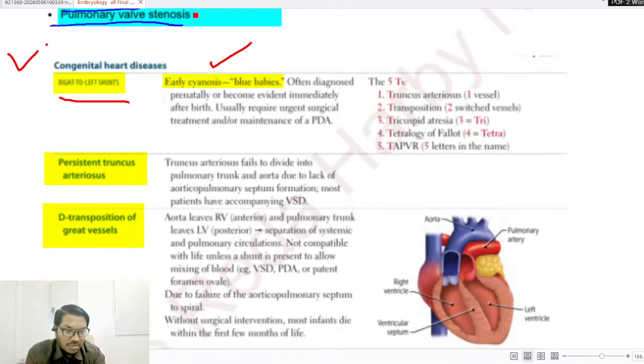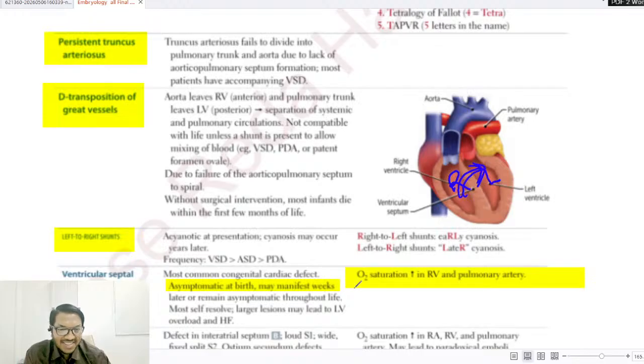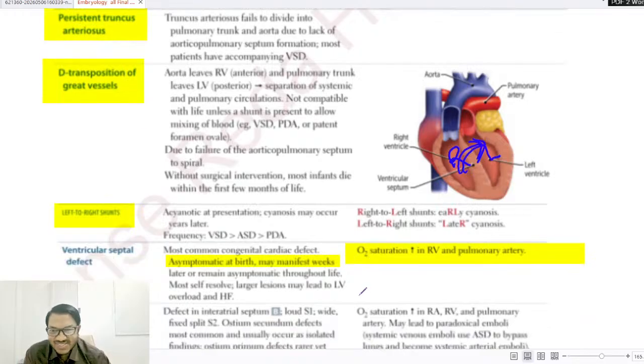Right to left shunt. This is the right side, this is the left side. If there is a right to left shunt, then early cyanosis, blue babies. Sometimes this is the clue. Blue babies, you remember, this is right to left shunt. No need for detail. These are very interesting topics, I know, so everyone feels very concentrated while studying this topic.